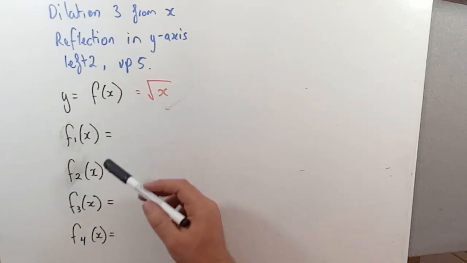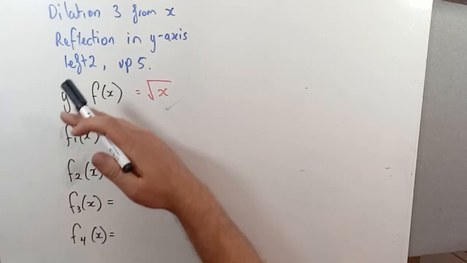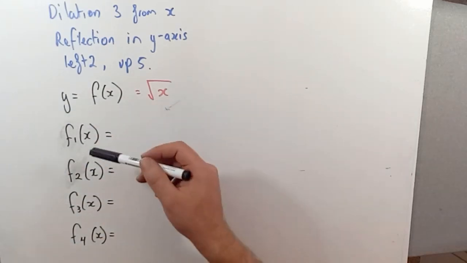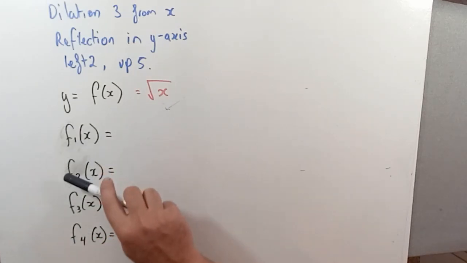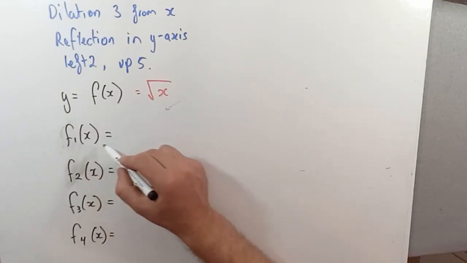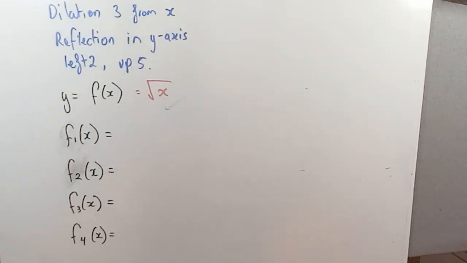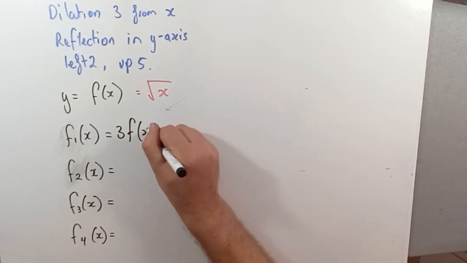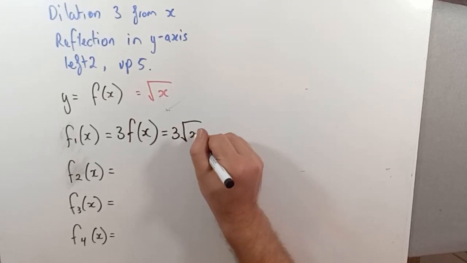Now, if you're doing it in this notation, you need to change the name of the function somehow for every line. You can't write f of x for every line and then change it completely, because this f of x is not the same as this one. So you just put little subscripts 1, 2, 3, 4, and you're good to go. So f1 of x is going to be a dilation by 3 from the x-axis. I'm going to multiply all my f of x's by 3, so that gives me 3 root x.